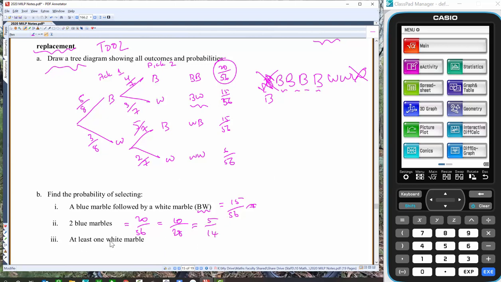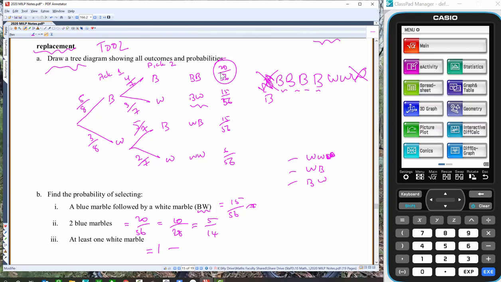At least one white marble. So one white marble means white, white. That's at least one. White, blue, or blue, white. All of these three cases is at least one white marble. But if that's what we're looking for, why don't we actually go, well, if I'm looking for all of these put together, there's two ways of doing it. So we'll just do it this way here.